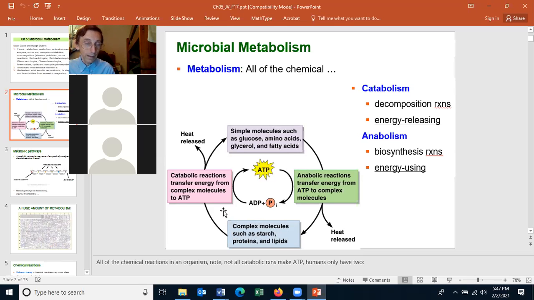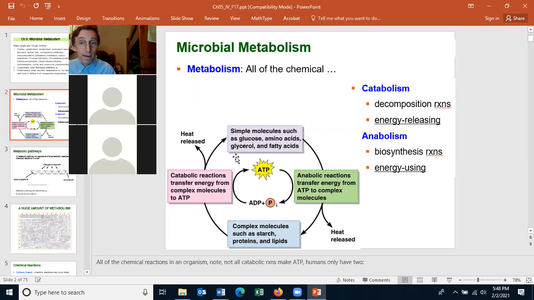And if you've had biology, you know that warm-blooded animals do use the heat given off by mainly catabolic reactions, although anabolic reactions also release heat. They can use that heat to keep the animal warm. So in some ways, we can use that heat a little bit. Okay?